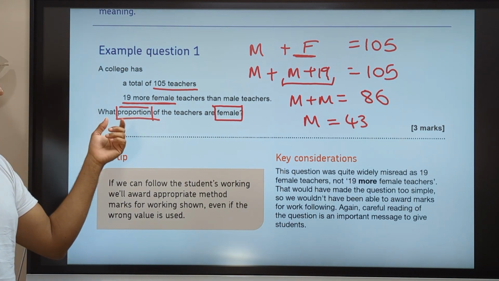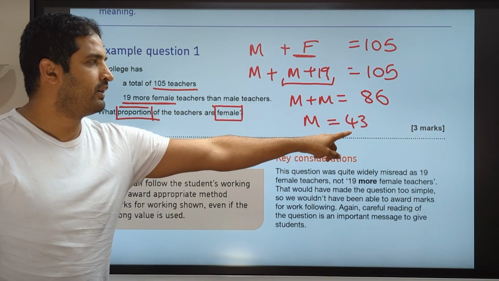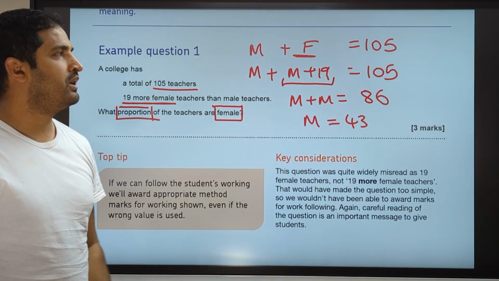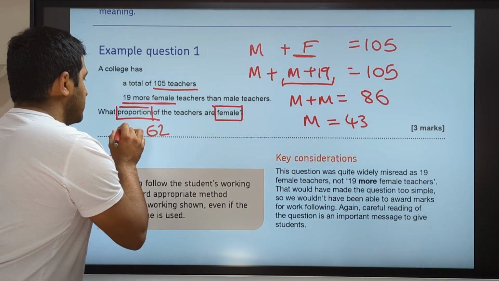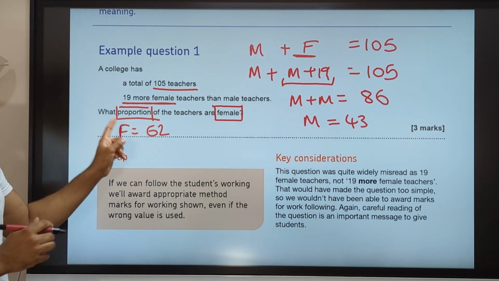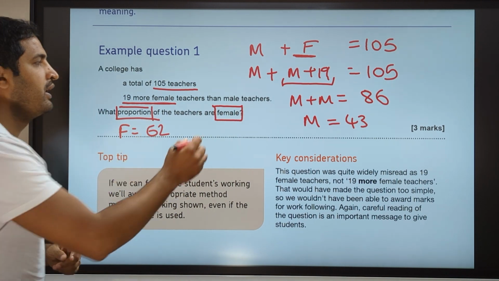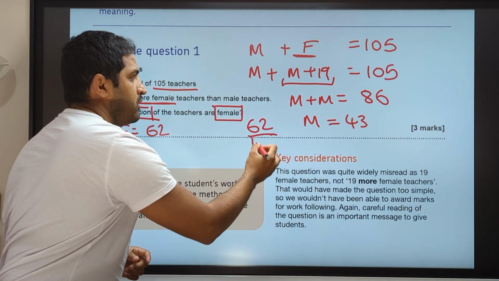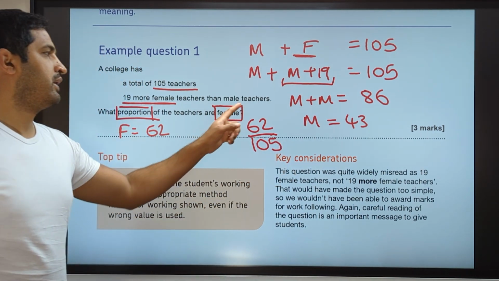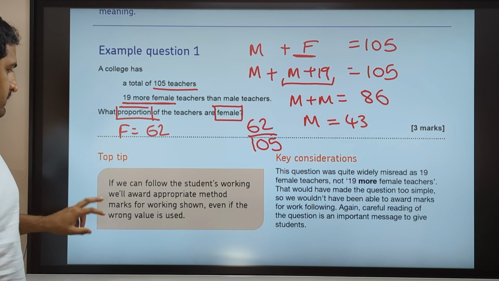I look back at the question again. What proportion of the teachers are female? So if males are 43, then you add 19 to this, it will give you 62. There are 62 female teachers. Again, that's not what the question is. The question is what proportion of the teachers are female. So if you want to write the proportion, you write it as a fraction, 62 out of 105. Out of the 105, 62 teachers are female.